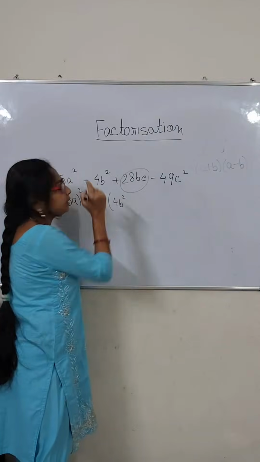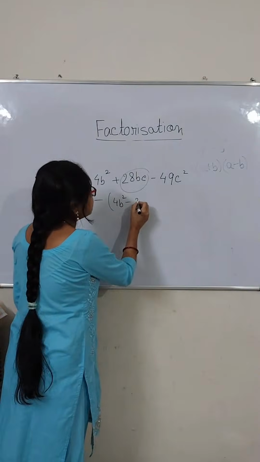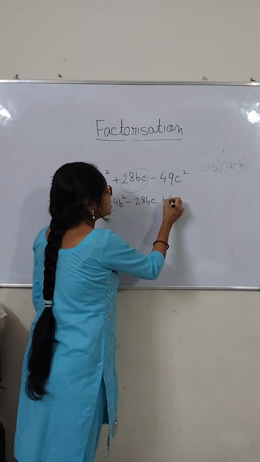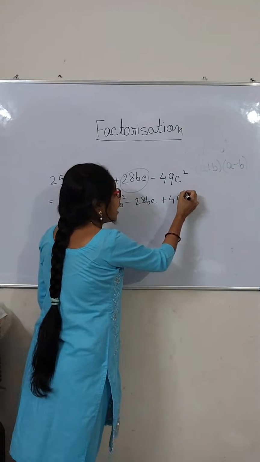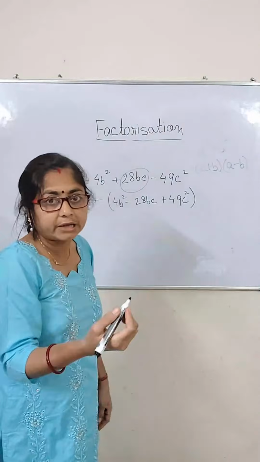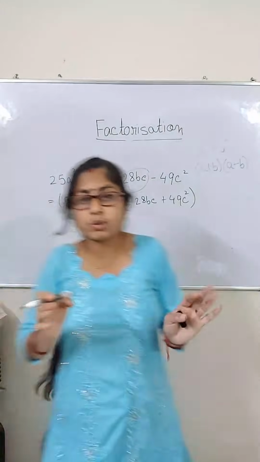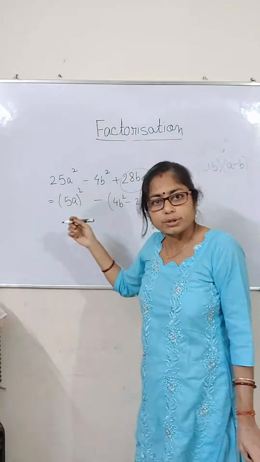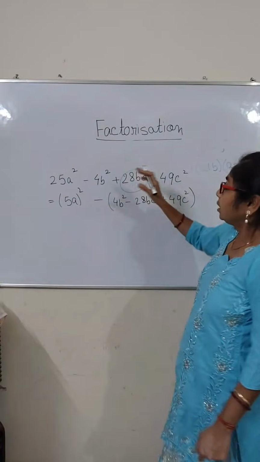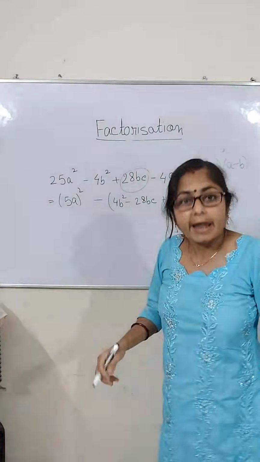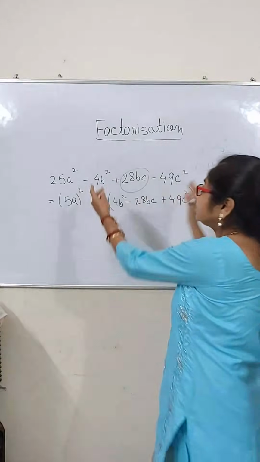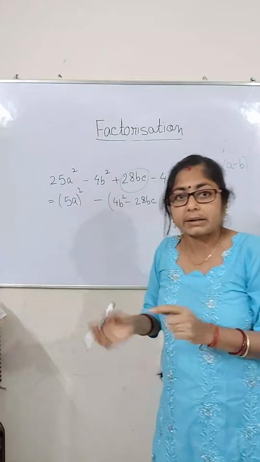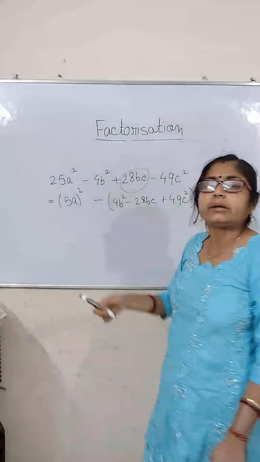4b square. Here there is a plus, so it is minus 28bc. And there is a minus, so there is plus 49c square. I repeat it one more time. First look at this one, 25a square, so I write 5a whole square. And here there is 28bc, which means this full part is one part, but before that there is a minus.